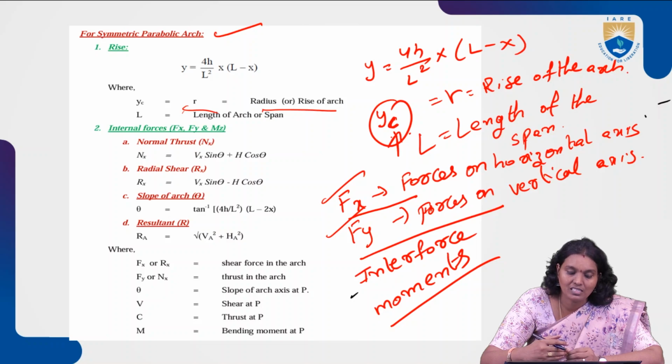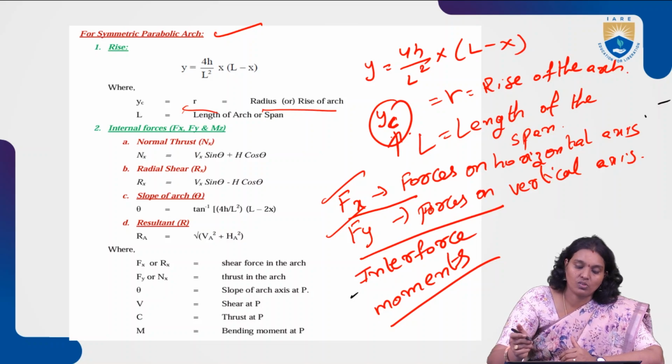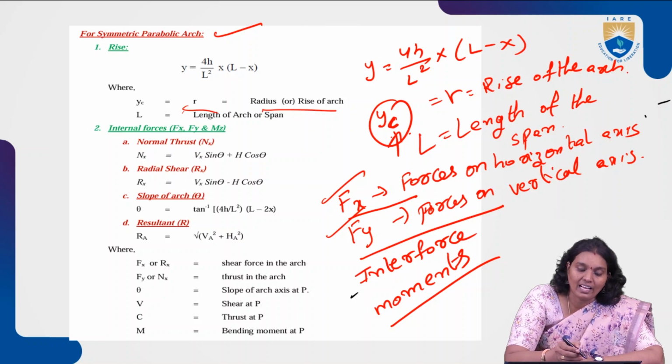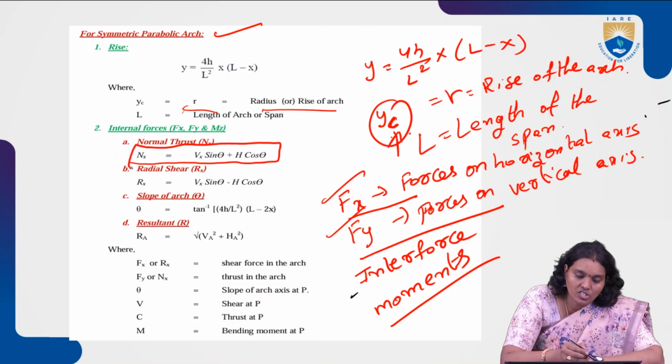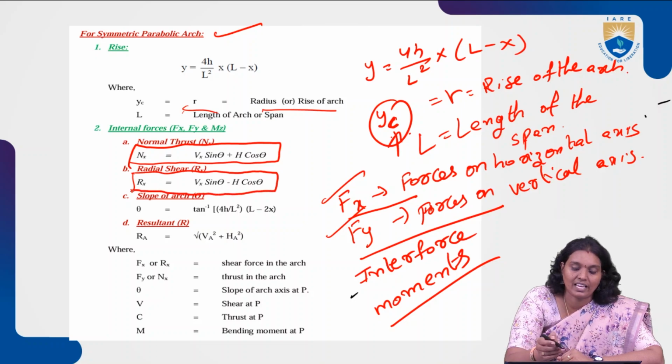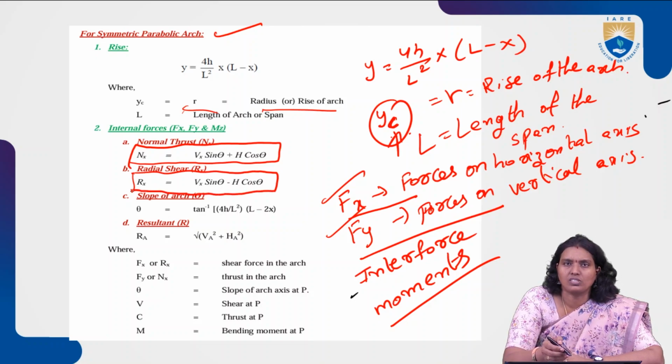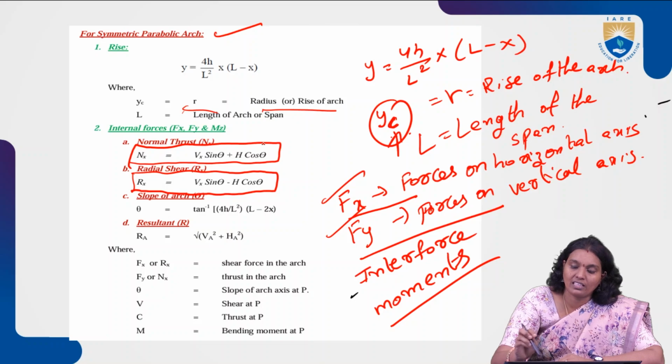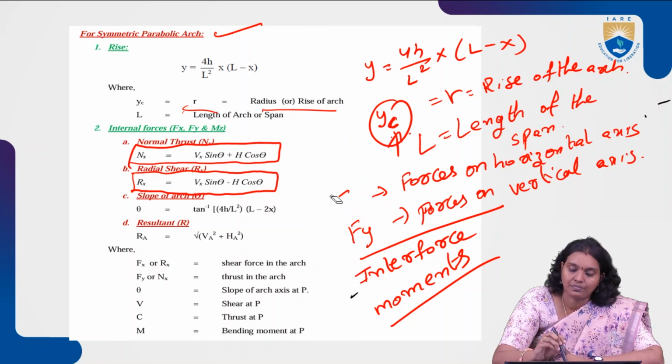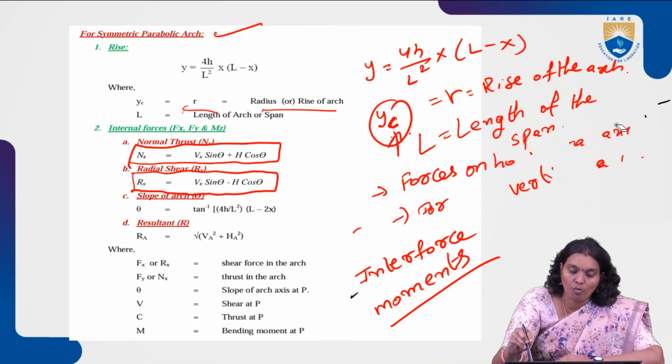Here the normal thrust at section x we are talking about: that is Nx equal to V sin theta plus H cos theta. And the radial shear at x is equal to Vx sin theta minus H cos theta. And coming to the slope of the arch, that is nothing but theta.